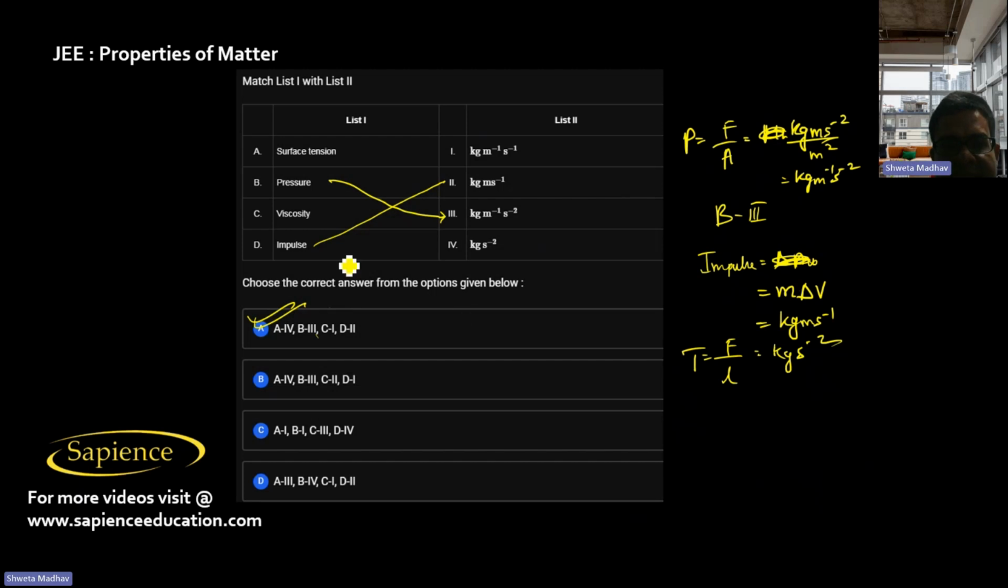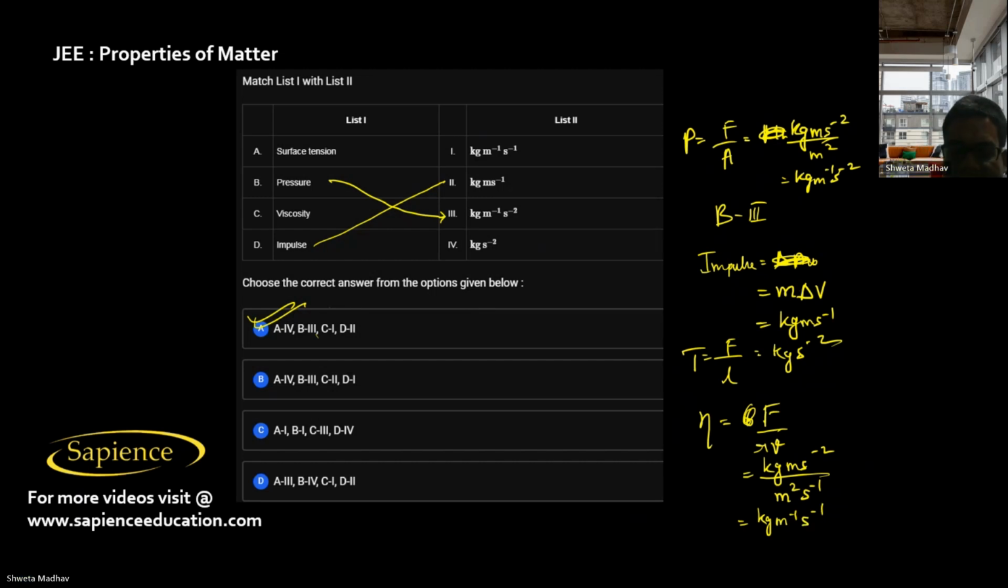And viscosity eta, we know that force is 6 pi eta RV, so eta is force by RV, length into the velocity, which is kg meter per second square by meter square per second. So which means it is kg per meter per second. Option 1. So C will match with 1, A will match with 4. So option A is the correct answer.